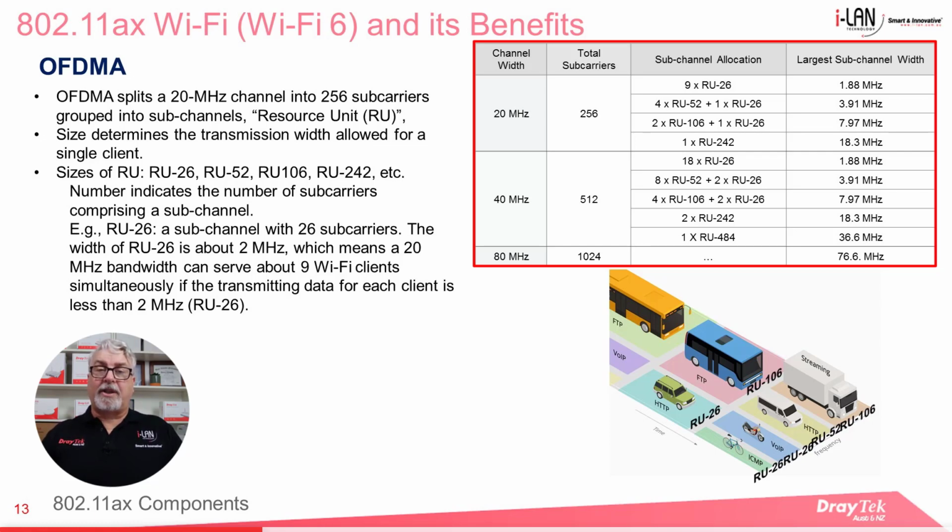The width of RU26 is about 2 MHz, which means a 20 MHz bandwidth can serve about 9 Wi-Fi clients simultaneously if the transmitting data for each client is less than 2 MHz.